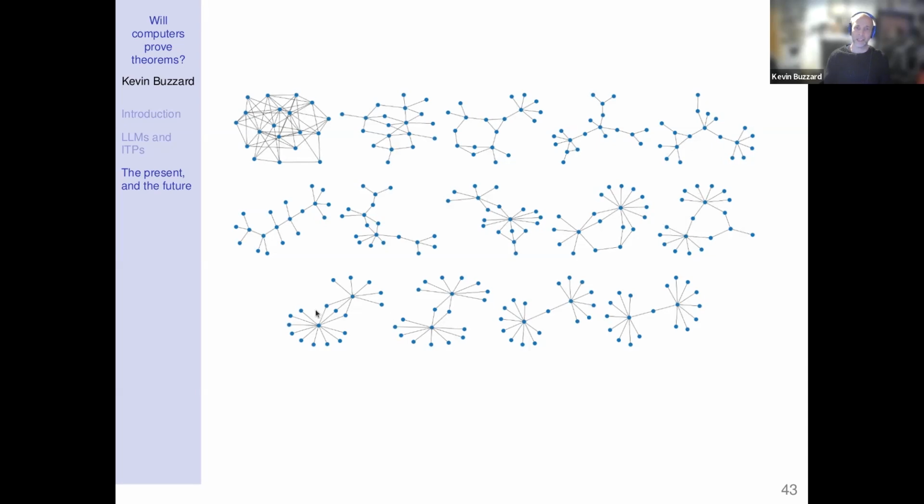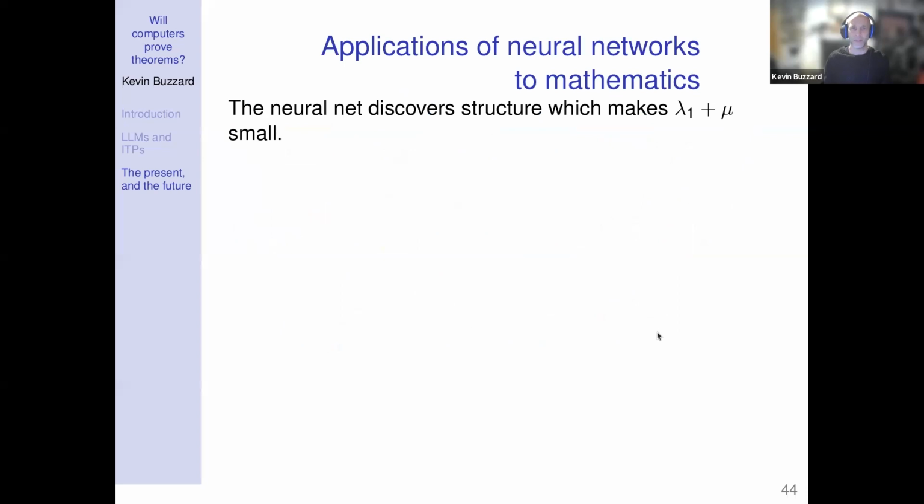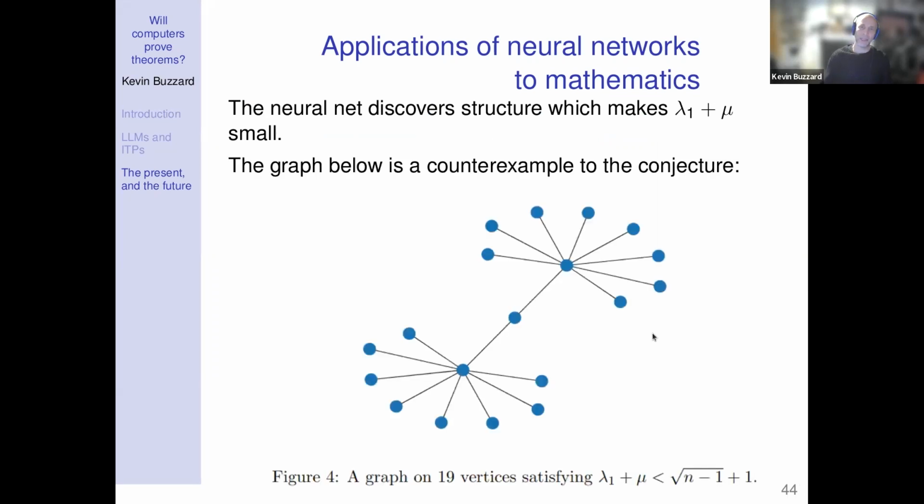And as it goes on, it realizes that this is somehow the key. And its final answer is this graph here. We've got two flowers joined at the root. So the neural network has found by itself a structure which minimizes this thing which is supposed to be big. And it turns out that this final example which it found was indeed a counterexample to the conjecture.